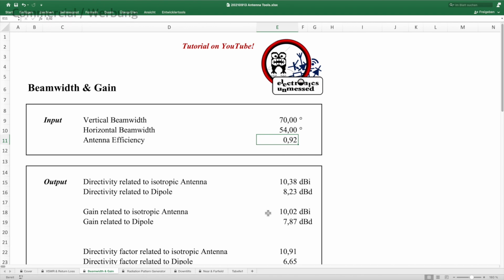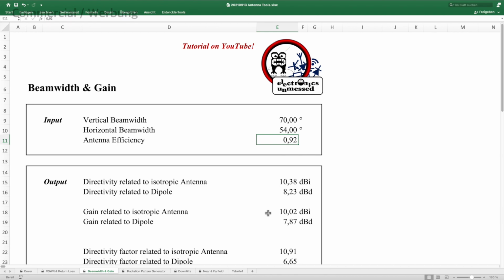And here I need to give you another important hint. Radio guys are talking about effective radiated power and effective isotropic radiated power. And you guessed it, the one is related to the dipole and the other one is related to the isotropic antenna. Don't confuse this, the difference here is also 2.15 dB.